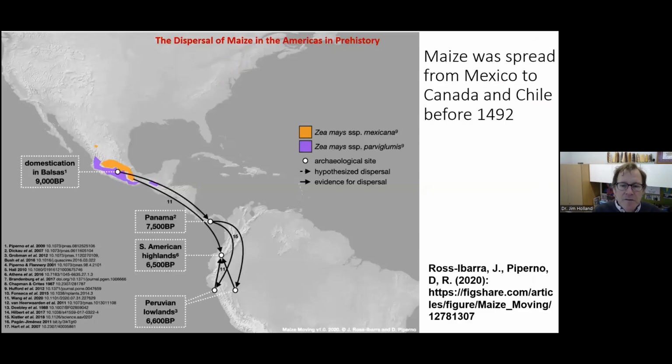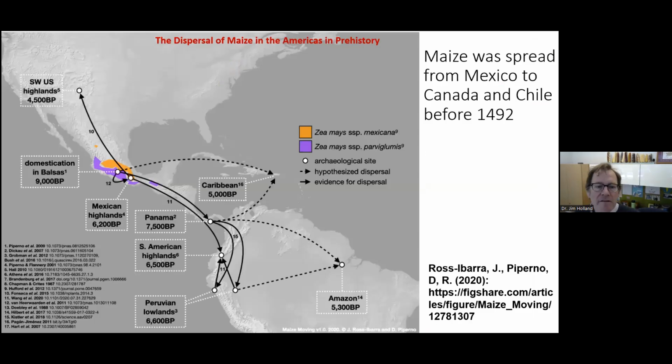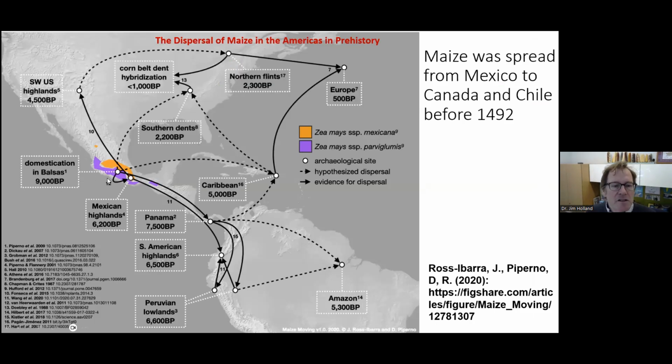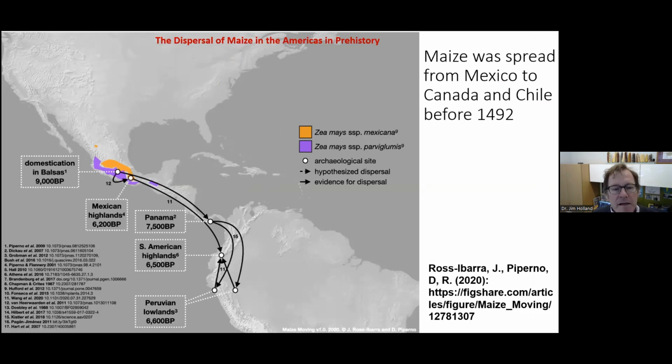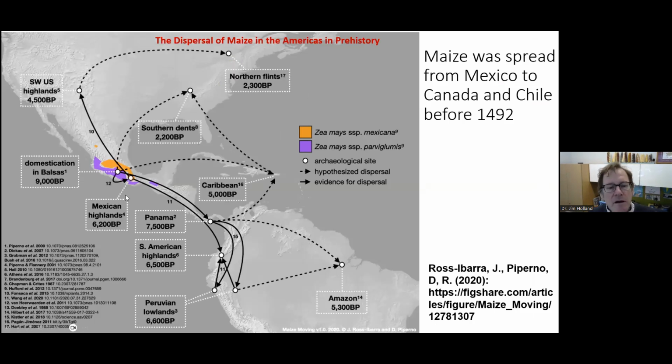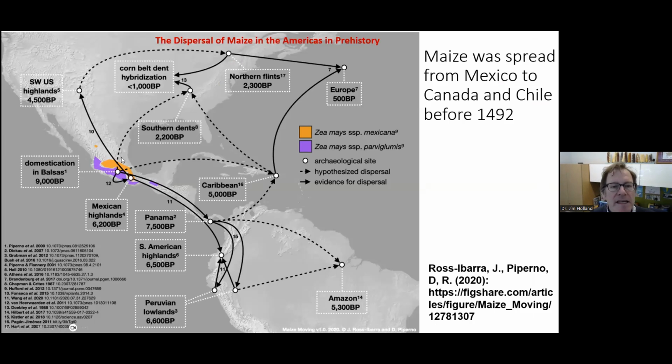So if you look at the archaeological evidence, again, the initial domestication here in southwestern Mexico was about 9,000 years ago, and then maize spreads very quickly out of that. Well, you know, in 1,000, 2,000 years, it's already moving into South America.